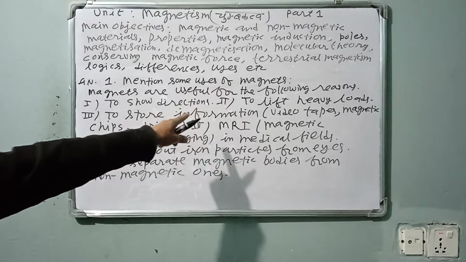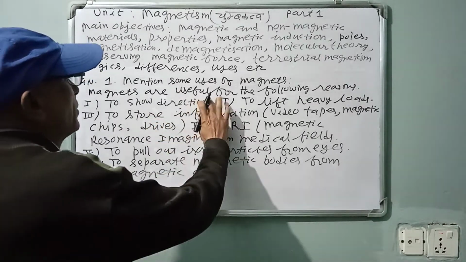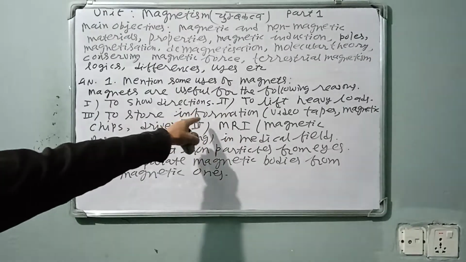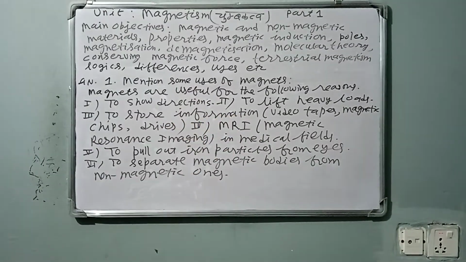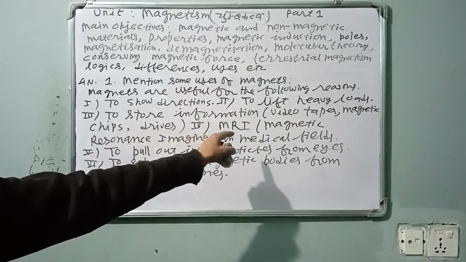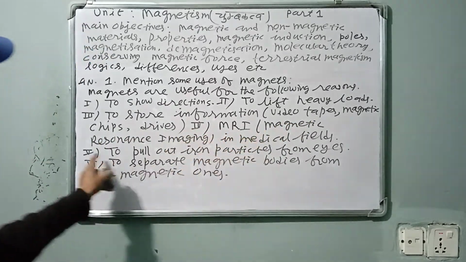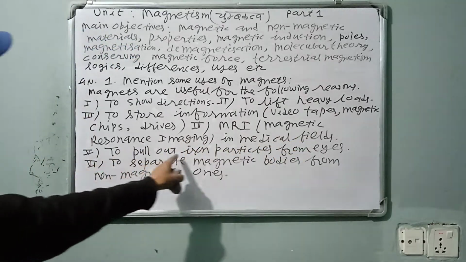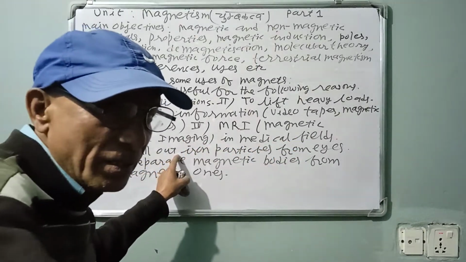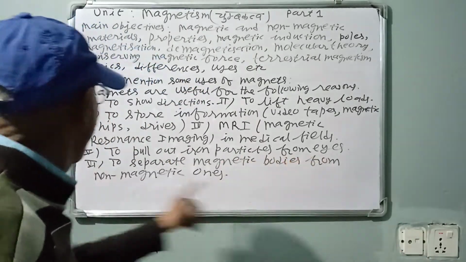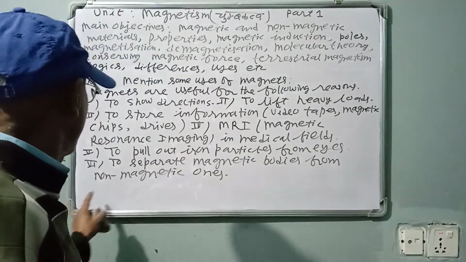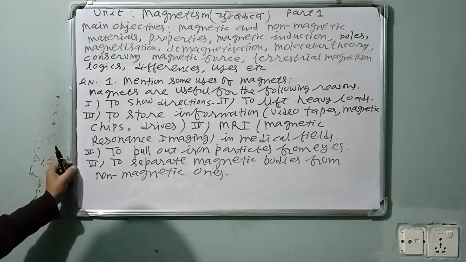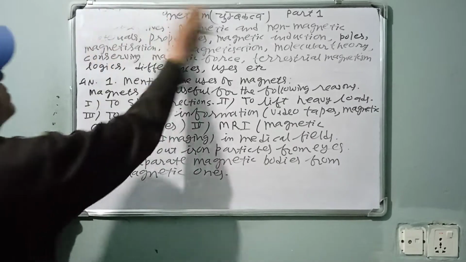Number one, directions. To show directions, to lift heavy loads, to store data or information like videotapes, magnetic chips, drives, etc. MRI, magnetic resonance imaging in medical fields, to pull out iron particles from eyes, to separate magnetic bodies from non-magnetic ones. They are some of the most important advantages of magnets.